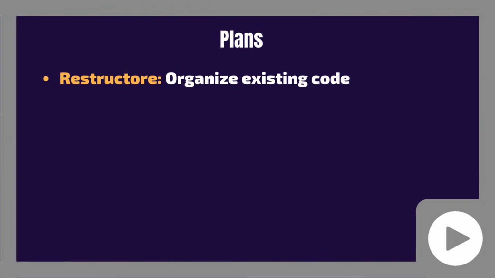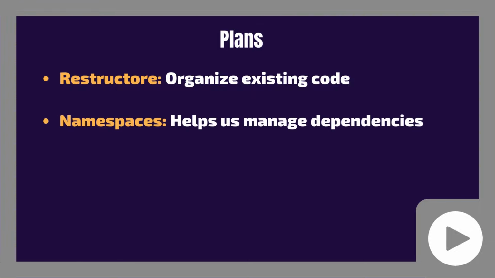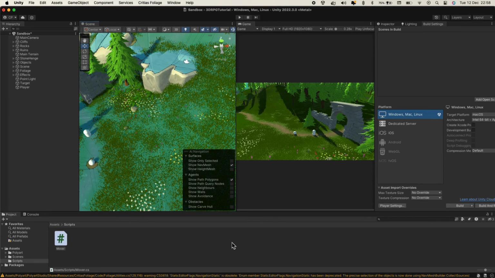In preparation for this, firstly, we're gonna restructure existing code to ensure it's organized and efficient, which is vital for handling the complexity of combat mechanics. Secondly, we'll introduce namespaces in C#, a crucial step in managing dependencies and keeping our codebase clean and scalable. Proper code structure and organization are key to developing robust and maintainable game mechanics. By the end of today's session, you'll have a solid, well-organized foundation, setting you up perfectly for diving into the thrilling world of RPG combat coding.